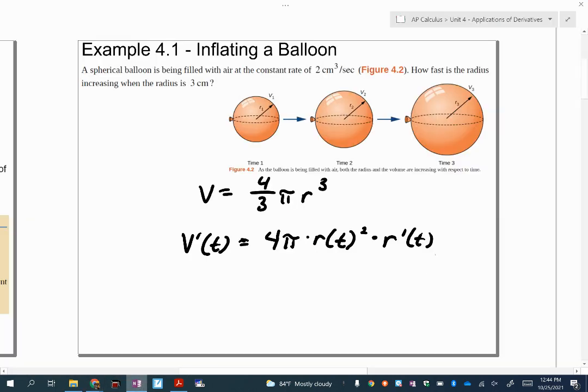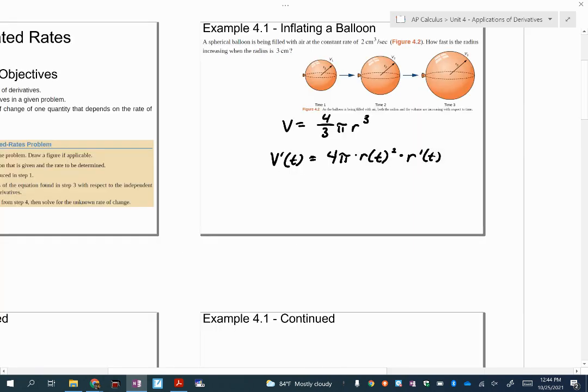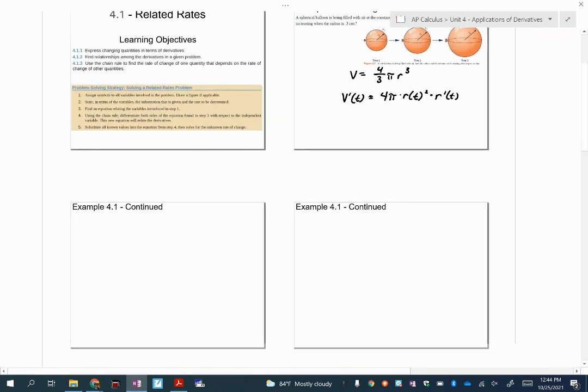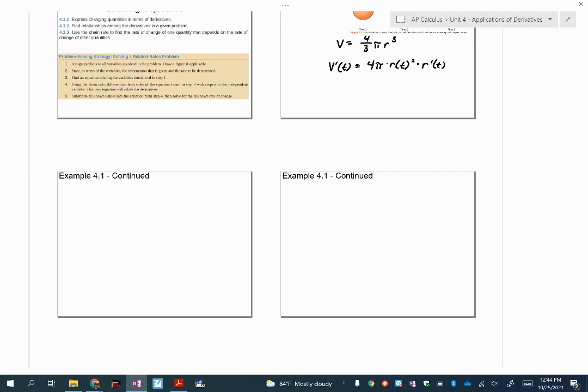Now, once we have this, I'm going to move to the next slide because I have a few extra slides here for some extra work. But I'm going to rewrite this here on this next slide. So v prime of t equals 4 pi times r of t squared times r prime of t. I should make sure you understand that that's my radius at time t, squared.